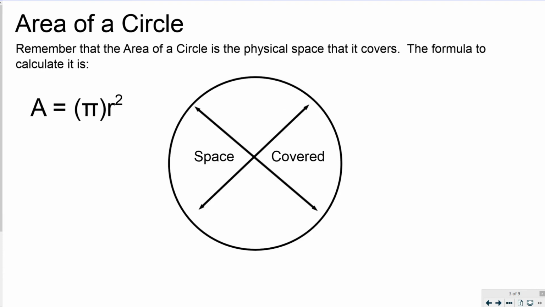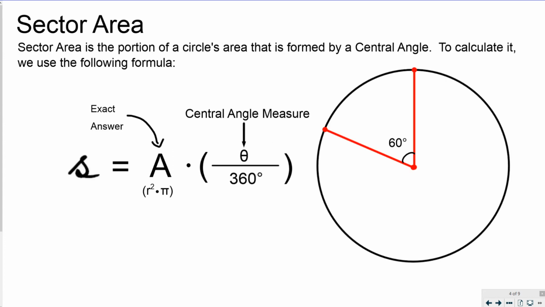So remember that the area of a circle is the physical space that it covers. The formula to calculate it is pi times r squared. Okay, and we're going to need that formula because it integrates directly into the formula for the area of a sector. A sector, however, is a portion of a circle's area that is formed by a central angle. To calculate it, we use the following formula.